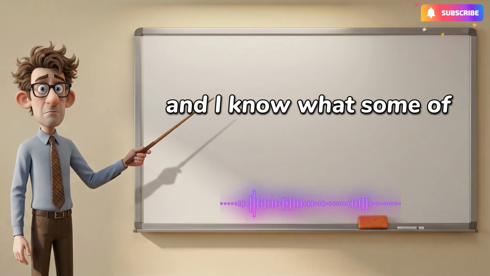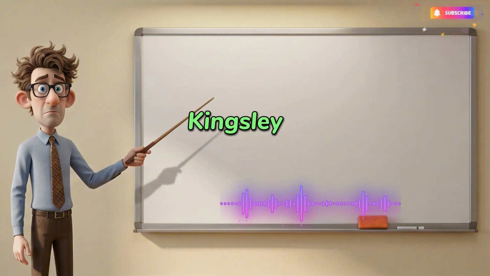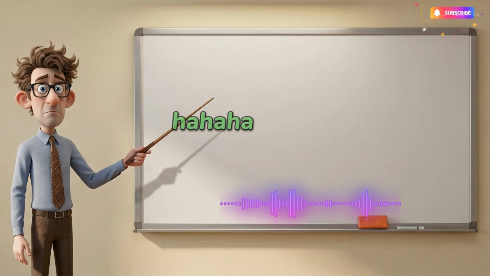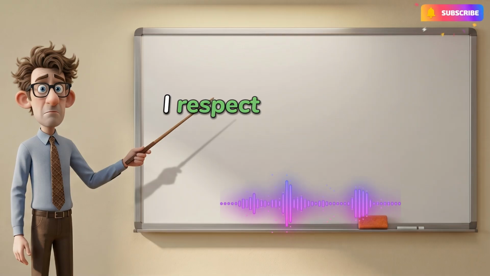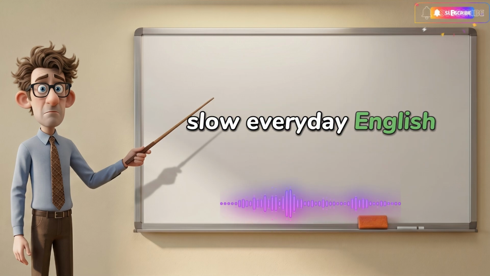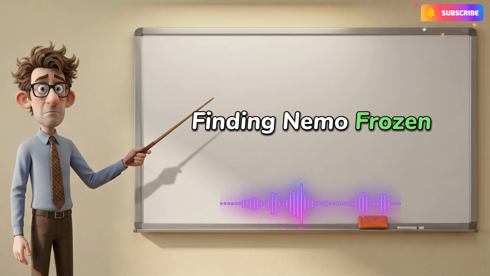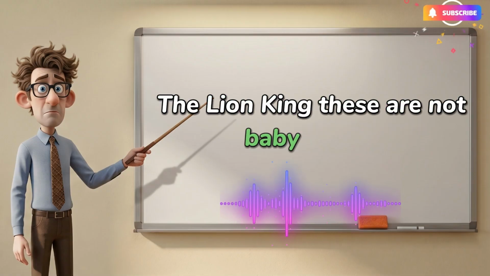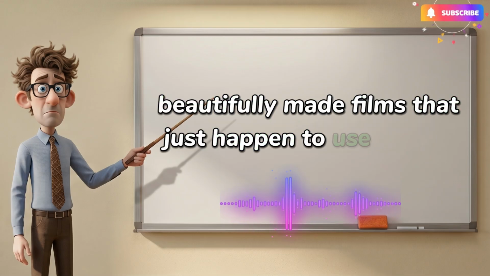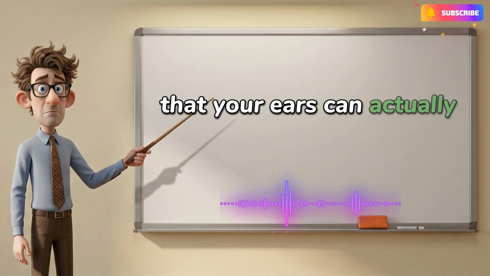And I know what some of you are thinking right now. "Kingsley, I am an adult. I am not going to watch Peppa Pig." And I understand. I respect that. But hear me out. Cartoons and simple animated movies use clear, slow, everyday English. Finding Nemo, Frozen, The Lion King. These are not baby movies. These are well-written, beautifully made films that just happen to use English that your ears can actually follow.